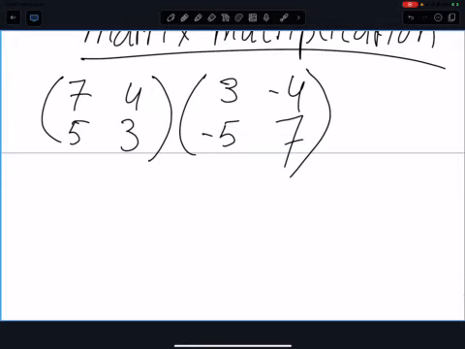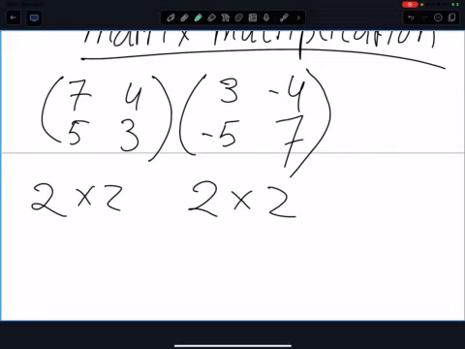The first thing is you have to ask yourself, can they be multiplied? That's the first question, because they can ask you those questions as well. Can these be multiplied? In CSEC exam questions they give you, for example, 3 or 4 different matrices, and then they ask you, can these two be multiplied? So the first question is, can they be multiplied? This is a 2 by 2 matrix. This is also a 2 by 2 matrix.